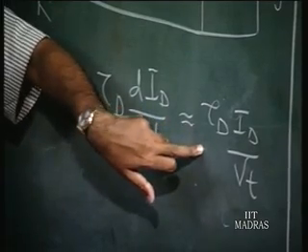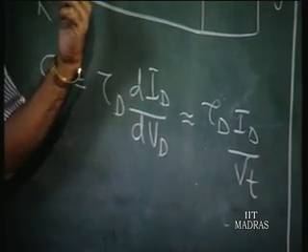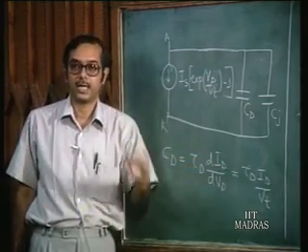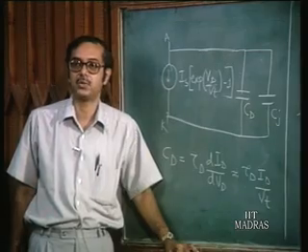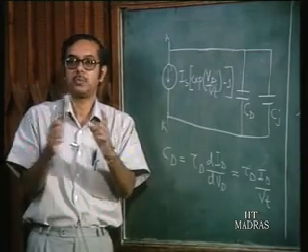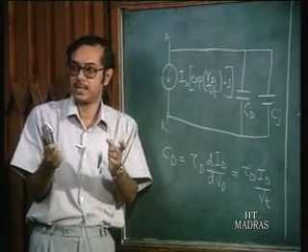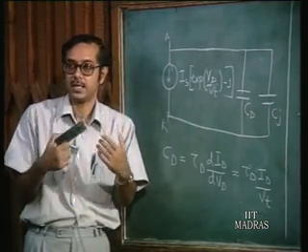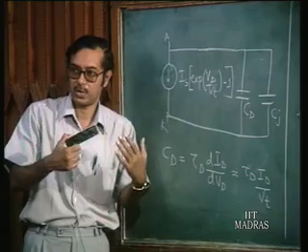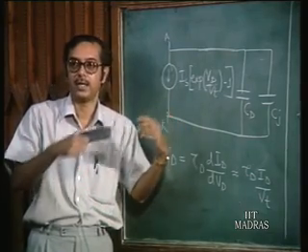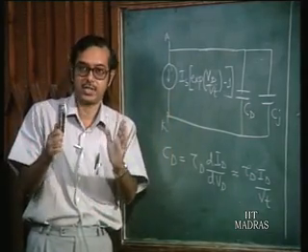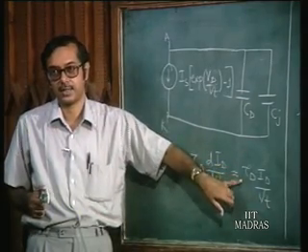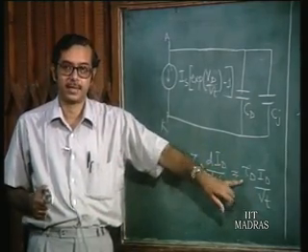One has to know this diode transit time in order to know the diffusion capacitance, and this diode transit time is usually extracted by the transient experiment which we have already discussed. When the diode is in the forward biased region and you reverse bias it, the storage delay time depends on this diode transit time. So, it can be extracted from that.